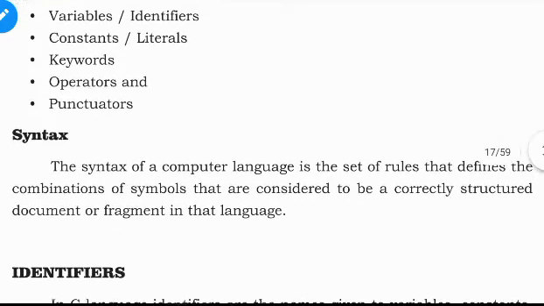Okay. What is syntax? Syntax, I already told in our previous class. Syntax is nothing but the rule. So the syntax of a computer language is the set of rules that defines the combinations of symbols that are considered to be a correctly structured document or fragment in that language. That is called syntax. So if the syntax is wrong, then an error will be shown in the program.